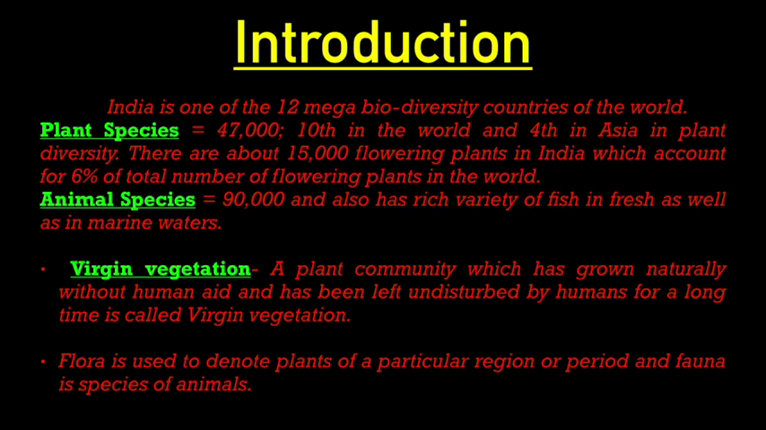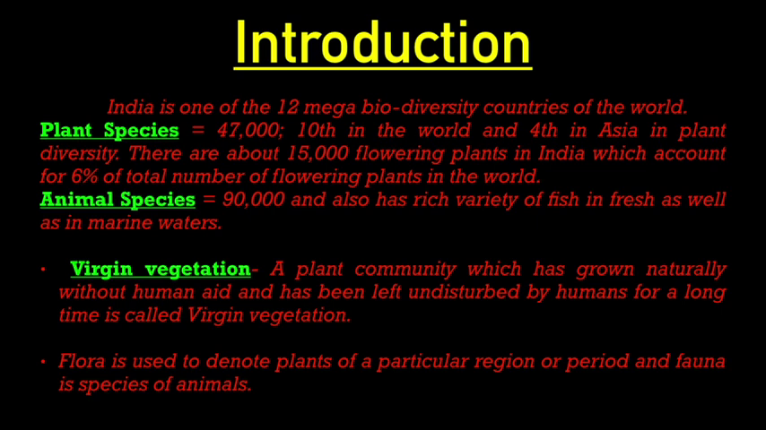First, the introduction. India is one of the 12 mega biodiversity countries of the world. The plant species in India are 47,000. In plant diversity, India is 10th in the world and 4th in Asia. There are about 15,000 flowering plants in India, which account for 6% of the total number of flowering plants in the world. When we talk about animal species, they are 90,000. And India also has a rich variety of fish in fresh as well as its marine waters.